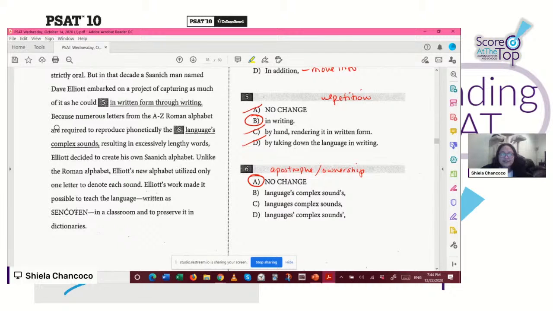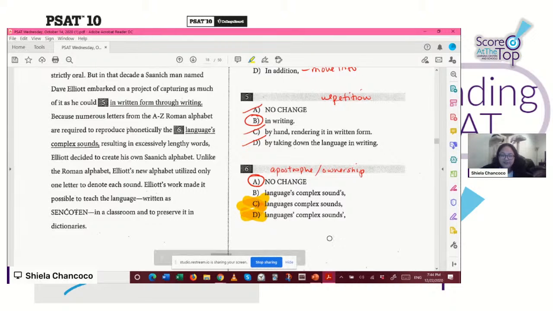So the first thing I like to know is, let's read for context, right? Because numerous letters from A to Z are required to produce phonetically the language's complex sounds, resulting in excessively lengthy words. Okay. Language's complex sounds. All right. How many languages are there? There's one. So it's definitely not D, right? Not D. And then languages, it's not C. So between A and B, right?